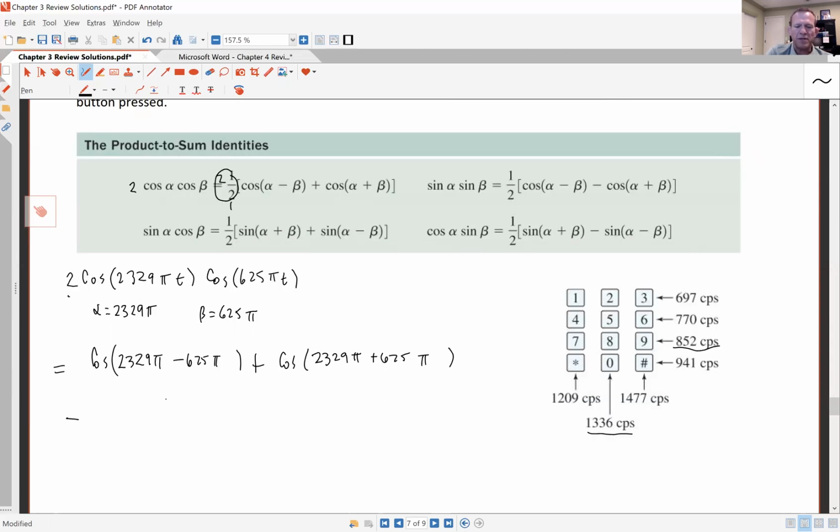So 2,329 minus 625, 9 minus 5 is 4. 2 minus 2 is 0. 23 minus 7 is 17. Plus cosine 2329 plus 625, which gives us 2,954 pi t.